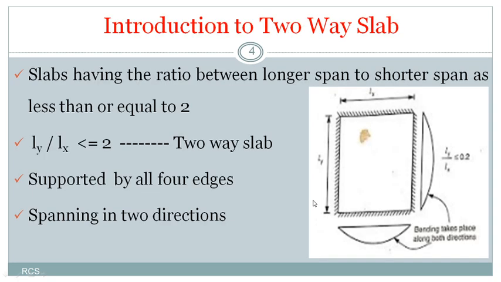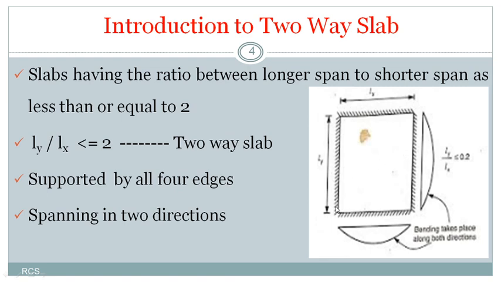Like a simple one-way slab, in a one-way slab we provide main reinforcement in only one direction, that is the shorter direction, because the bending moment in a one-way slab takes place only in the shorter direction. But in the case of a two-way slab, the bending moment takes place in the shorter direction and the longer direction. So in both directions, we have to provide the main reinforcement in order to counteract the bending moment associated with the shorter direction and the bending moment associated with the longer direction. That's why we have to provide main reinforcement in both directions.